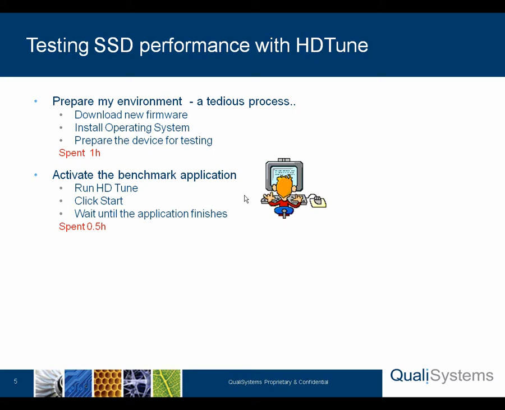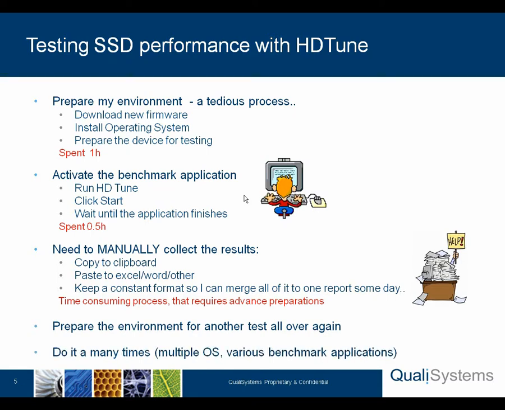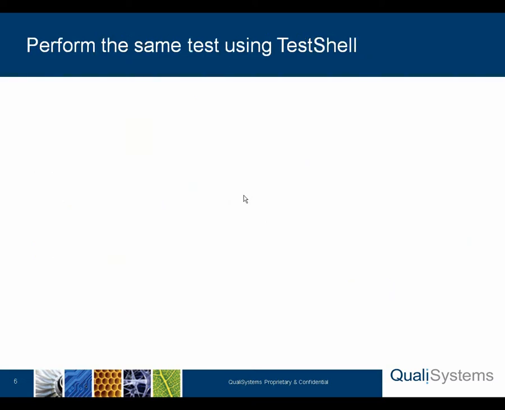As the application resumes, we need to collect the results by copying them to a clipboard and paste them to Excel or other file in a constant format that will allow us to generate a report later on. This is a time-consuming process that requires advanced preparations. Usually, we will need to prepare the environment for another test all over again, multiple times, using different operating systems and various benchmark applications. So how do we perform the same test using TestShell?